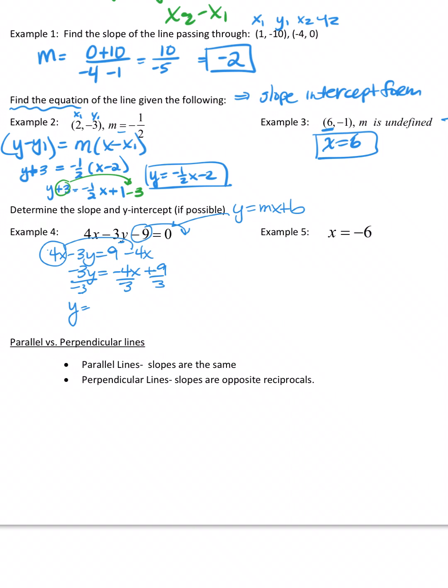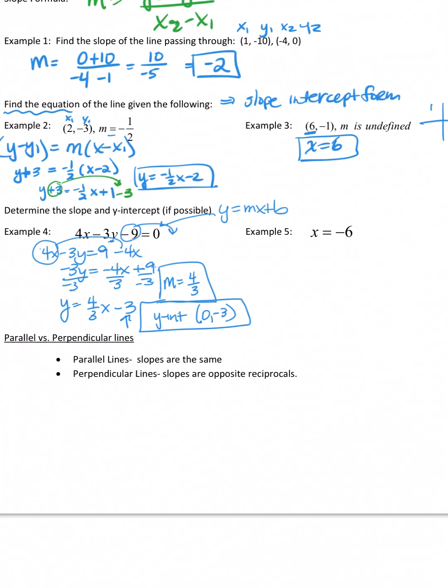And then I have y equals, now negative divided by negative is a positive, 4/3 x. Positive divided by negative is negative 3. Okay, so there's my equation, but the question says what's the slope? The slope is the 4/3. Notice it doesn't have the x attached, it's just the number. The y-intercept is a point, and it's 0, negative 3.